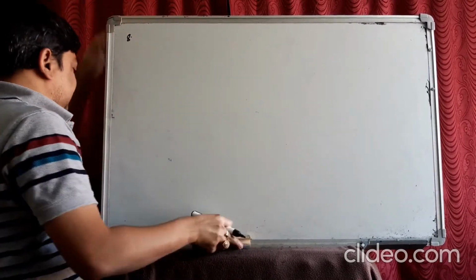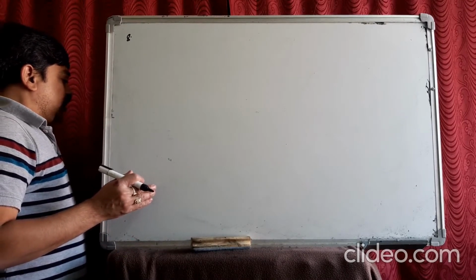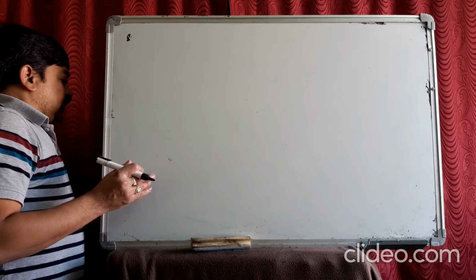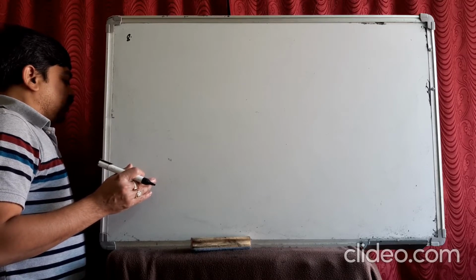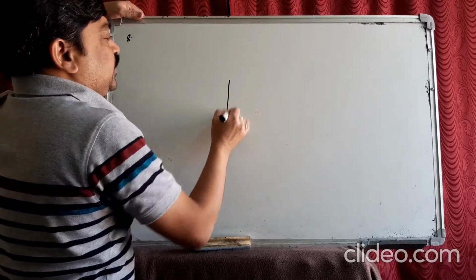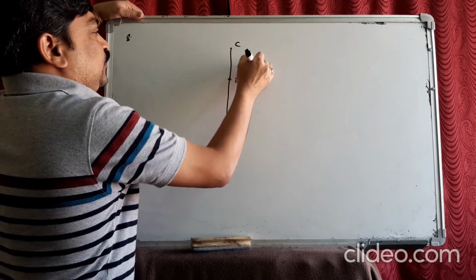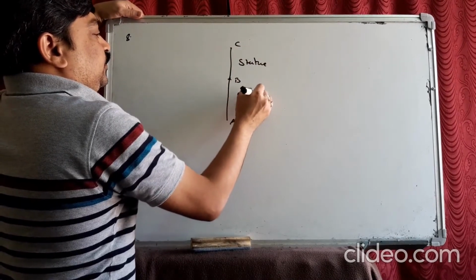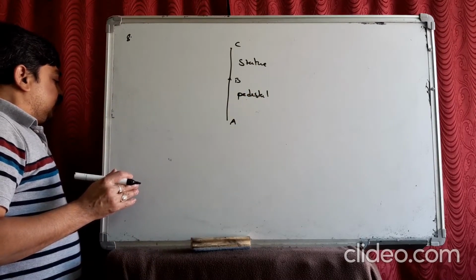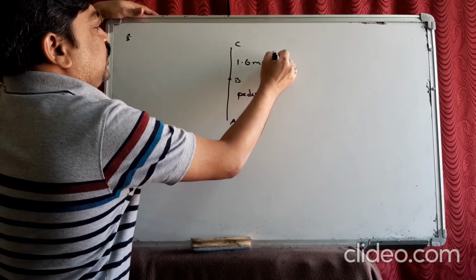The 8th is different. The 8th is: a statue 1.6 meter tall stands on a pedestal. From a point on the ground, the angle of elevation of the top of the statue is 60 degrees, and from the same point, the angle of elevation of the top of the pedestal is 45 degrees. Same thing, look here. What is happening? There is a pedestal here. AB is a pedestal, and there is a statue. This is the statue, and this is the pedestal. So what did they say? A 1.6 meter tall statue stands on the top of it. This is the 1.6 meter statue.